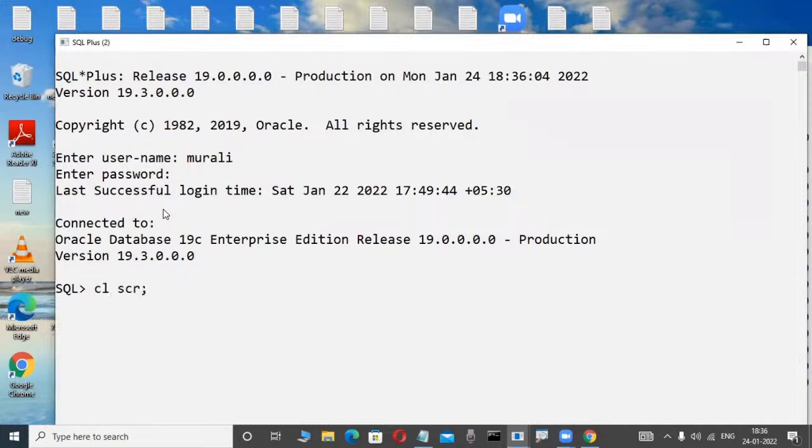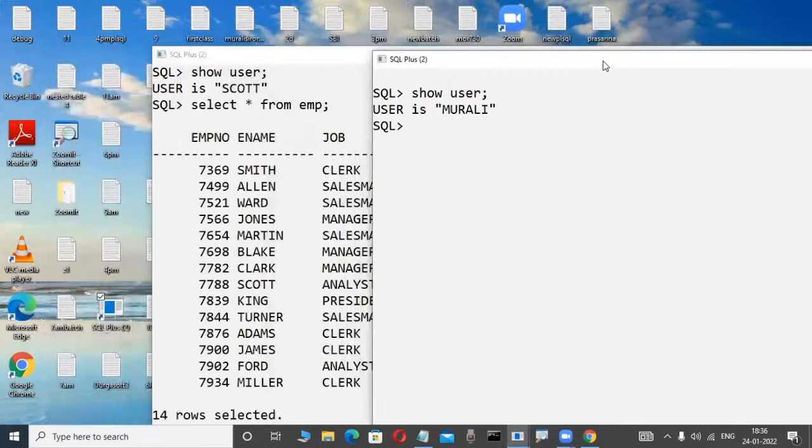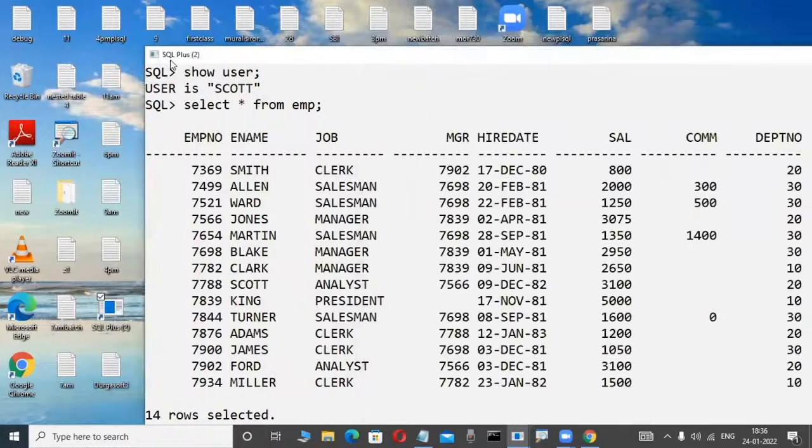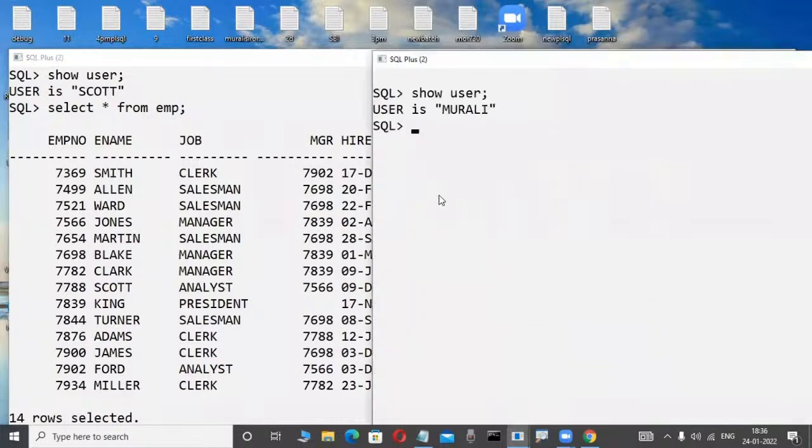Now check it out, observe the scenarios. This is your first demo class. Later you will become familiar with these things. Okay, another employee is there, Murali. One employee, Scott, is there, and another employee, Murali, is there. So two employees are there in a company.